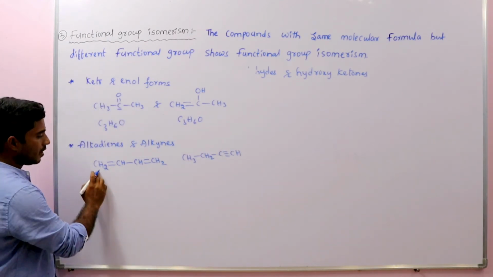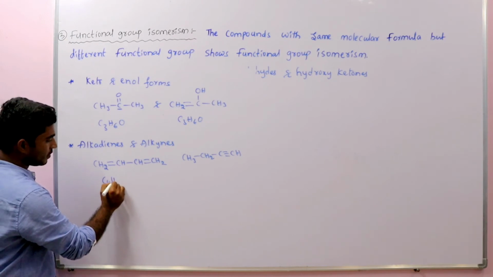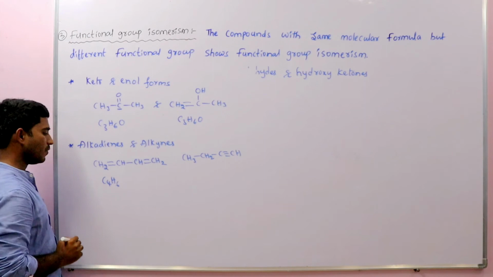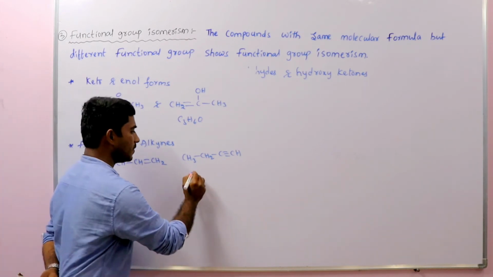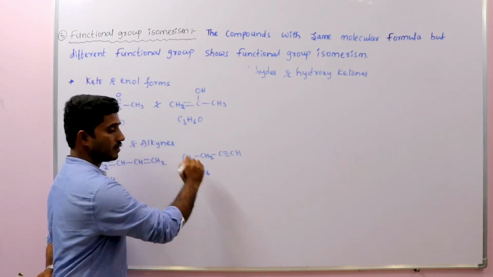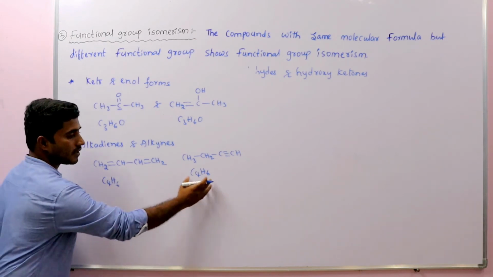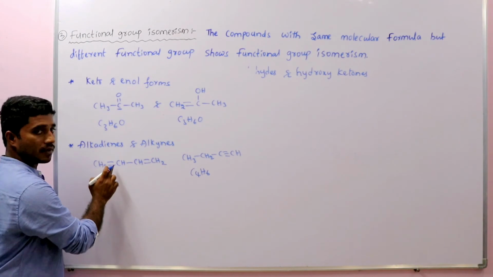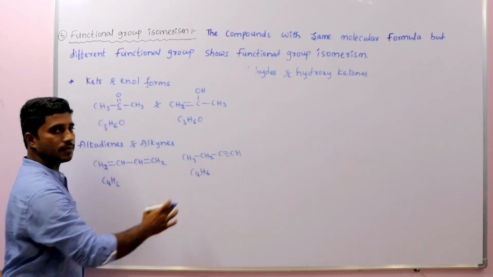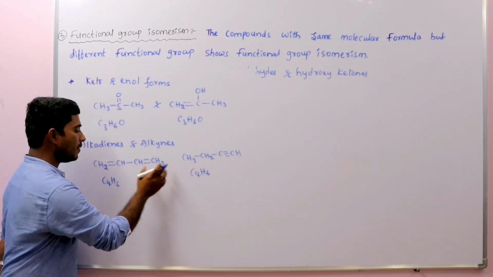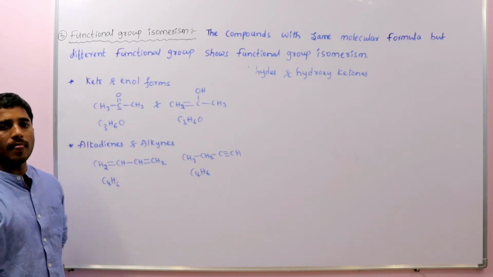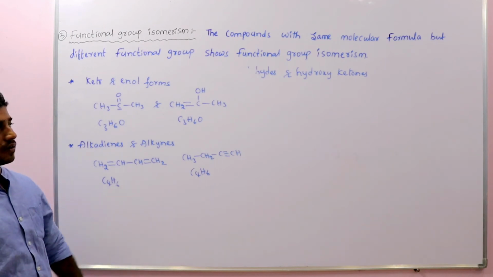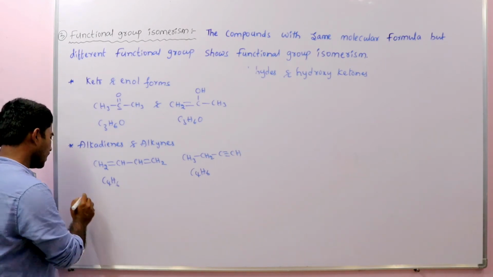Here you see the formula is C4H6. Here also C4H6. The formula is the same, C4H6, but here double bonds are present, and here a triple bond is present. Same molecular formula with two different functional groups. That's why these two molecules come under functional group isomers. Okay, let us see next.